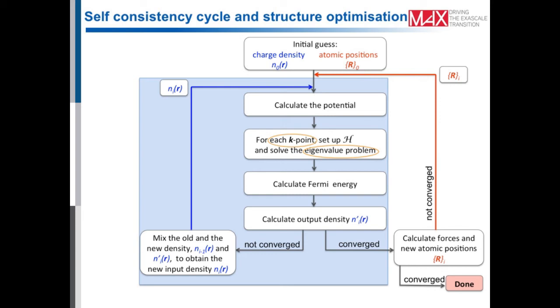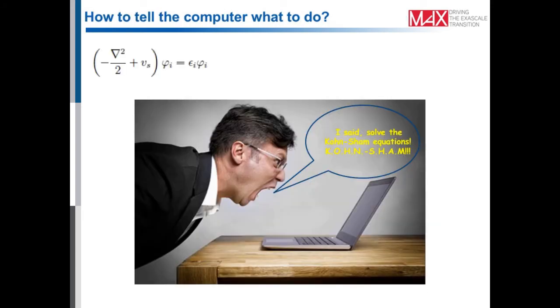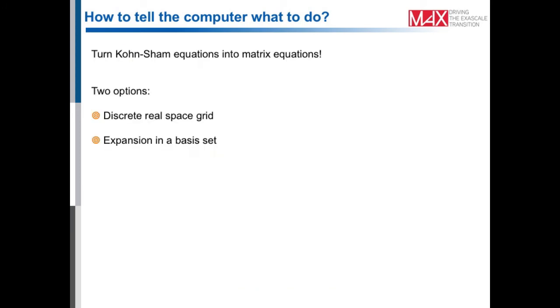And now, there are different ways of telling your computer what to do. Yelling obviously doesn't really help. So what you can do is turn the Kohn-Sham equations into matrix equations. This is what the computer understands. So you have two options. You can go either to a discrete real space grid, or you can make an expansion of the relevant properties, so wave function, potential, and so on. You can use a basis set to expand them. So let's first see how it works with discrete grids.